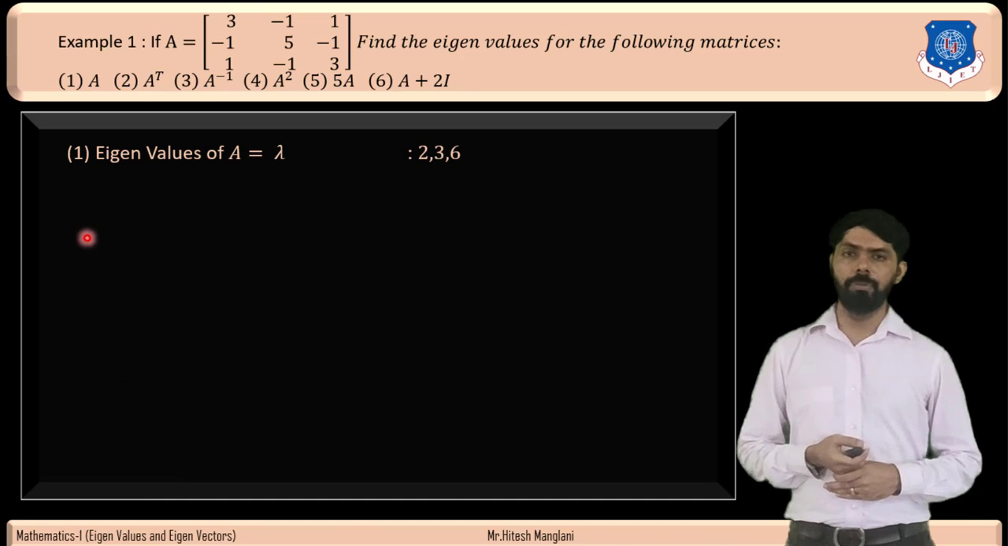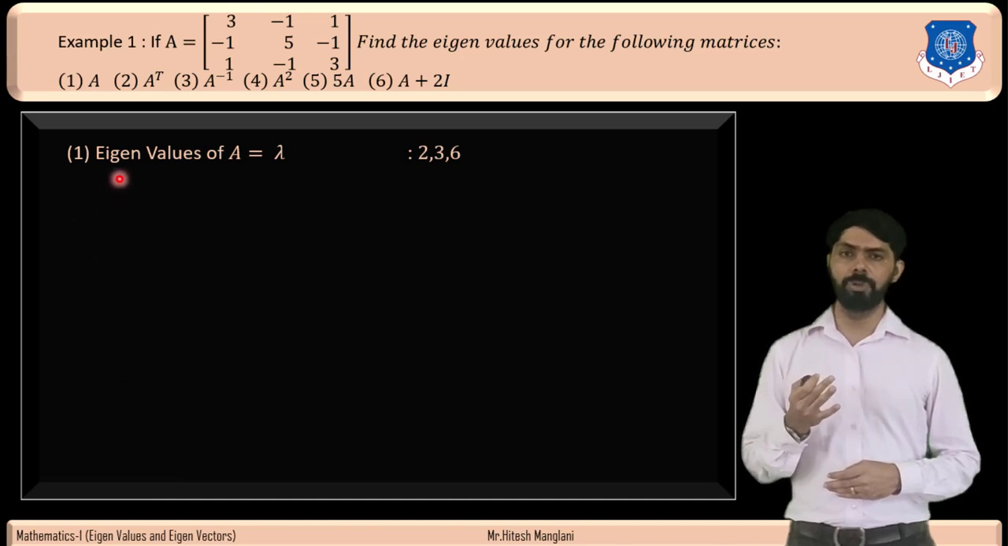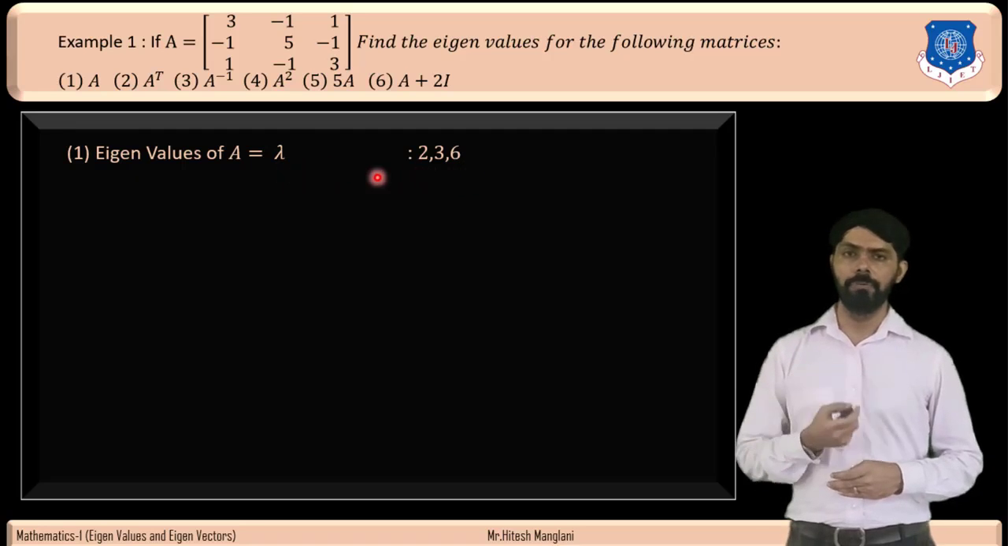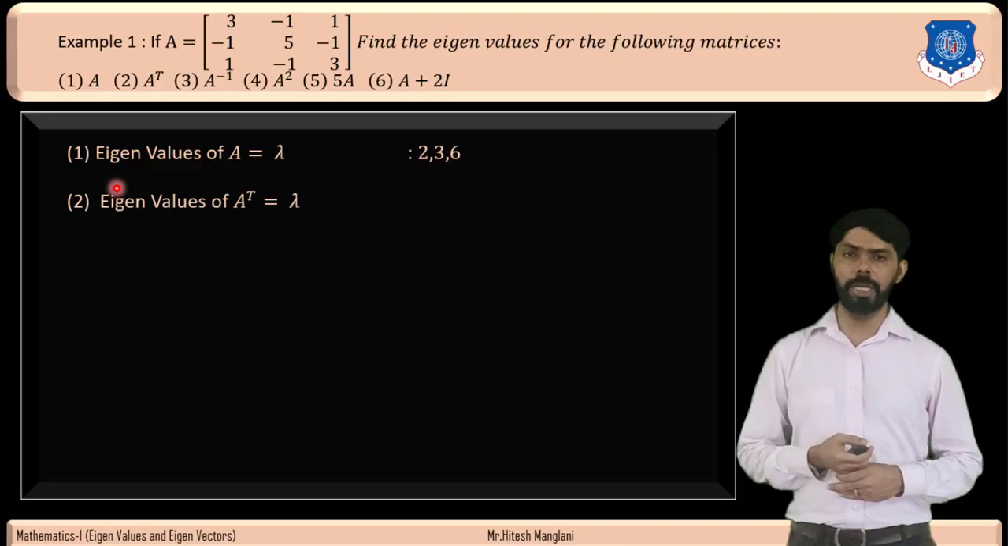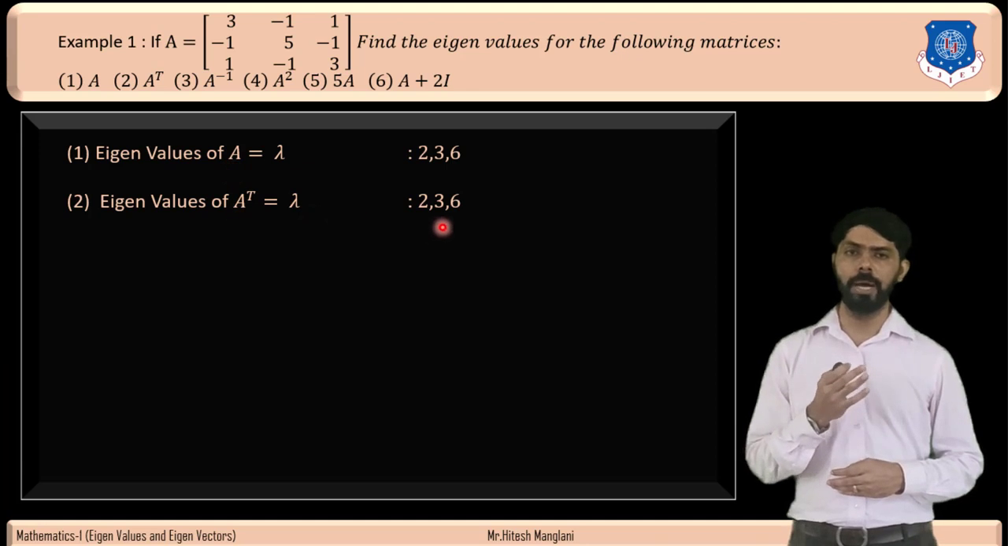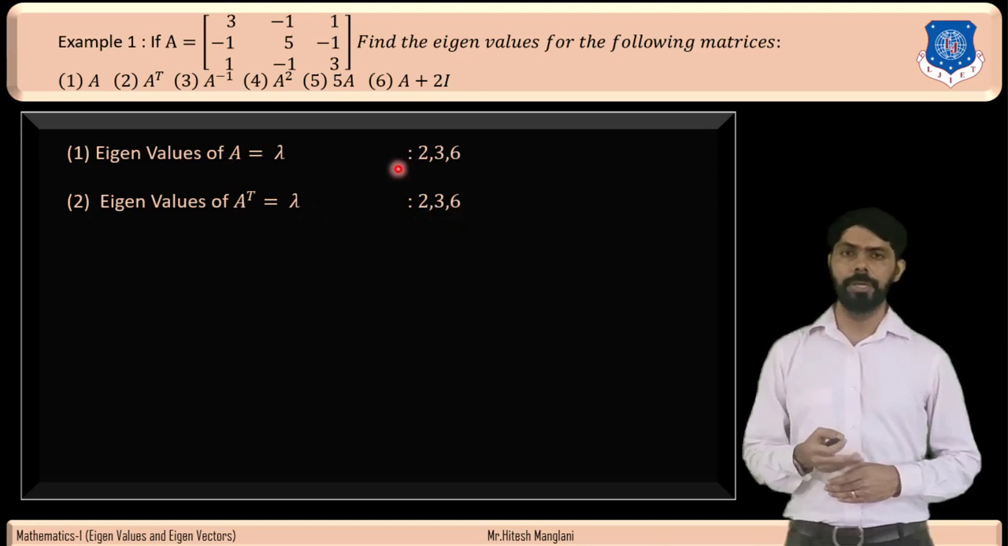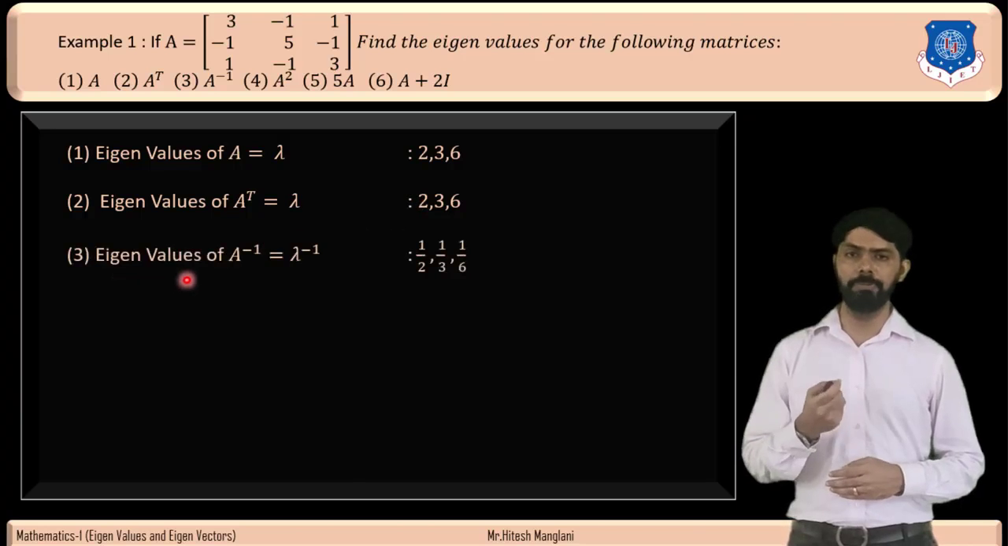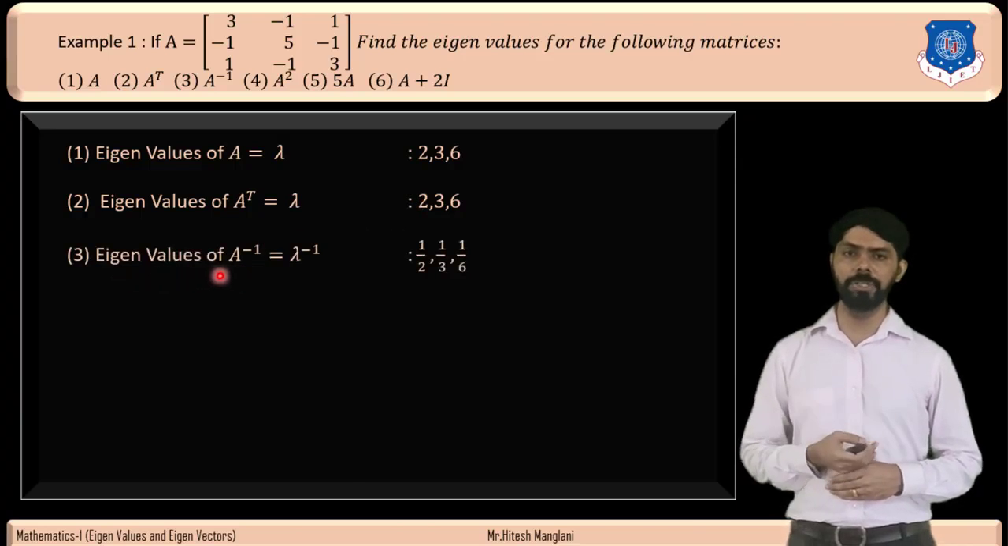Now we will find the eigenvalues of related matrices. Eigenvalues of A, lambda, are 2, 3, 6. Now we find the eigenvalues of A transpose. The eigenvalues of A transpose and A are the same. Therefore the eigenvalues of A transpose are 2, 3, 6. Now we find the eigenvalues of A inverse. The eigenvalues of A inverse are 1 by 2, 1 by 3 and 1 by 6, because the eigenvalues of A inverse are 1 upon lambda.